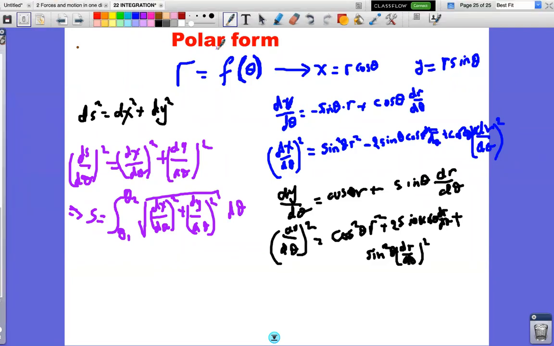Okay, so now we need to add these two, dx on d theta squared added to dy on d theta squared. If you add, this will be r squared cos squared theta plus r squared sine squared theta. That will be r squared into cos squared theta plus sine squared theta, which is 1. The second one, 2 sine theta cos theta dr on d theta, and minus 2 sine theta cos theta dr on d theta, will cancel out. And the third one will be cos squared theta dr on d theta squared and sine squared theta dr on d theta squared. That will give you dr on d theta all squared.